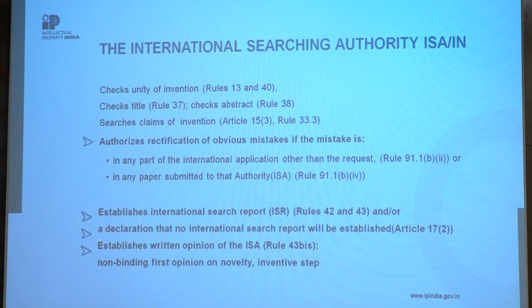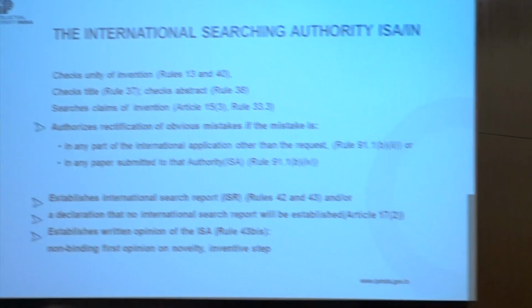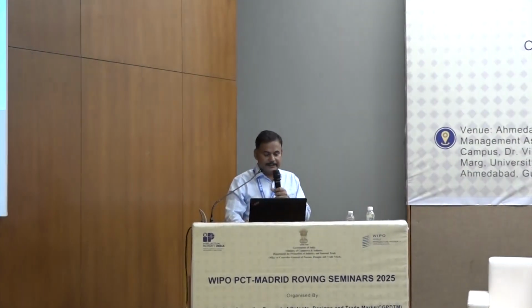Same way, the search authority will not do the formality checking, they will do only the claim checking based on novelty, inventive step, and industrial applicability. And further, after the examination, they will establish the international search report. International search report and the ISA are quite different terminology here. ISA is the authority, ISR is the report.